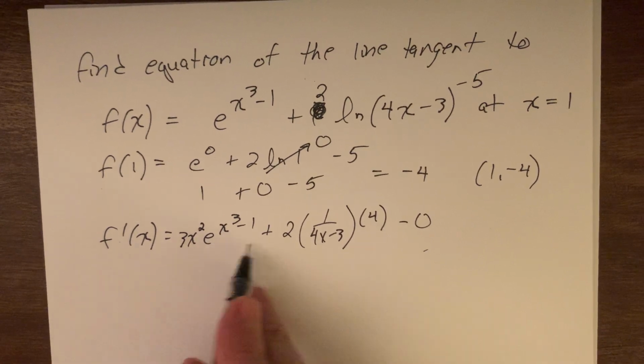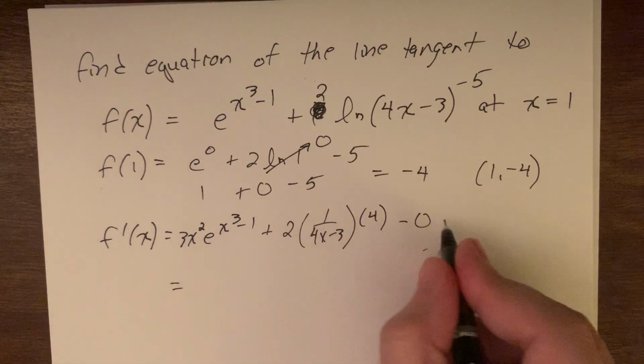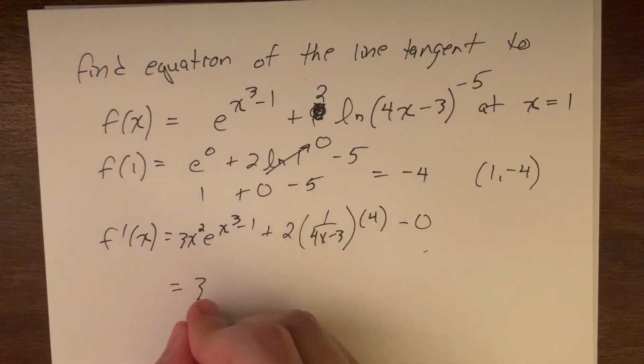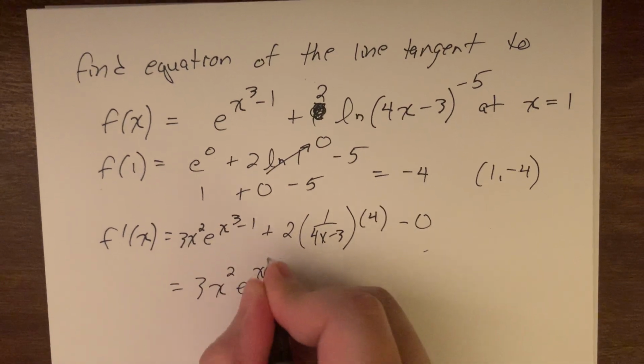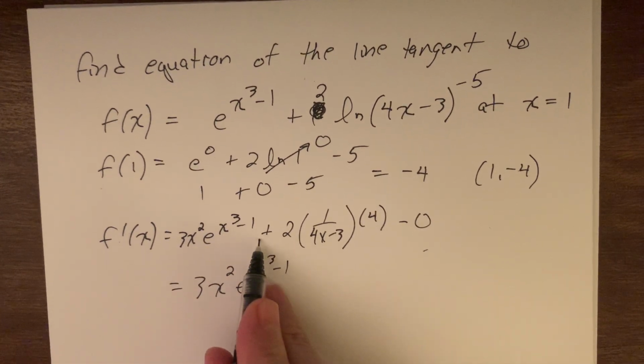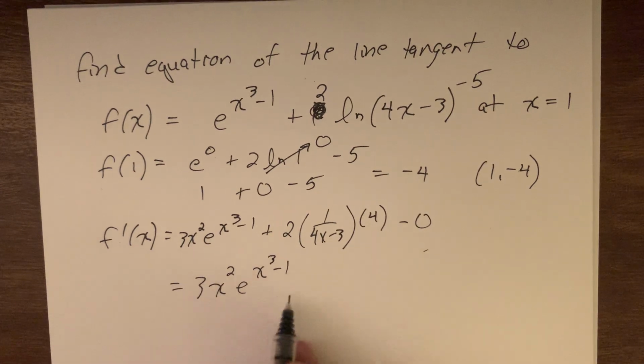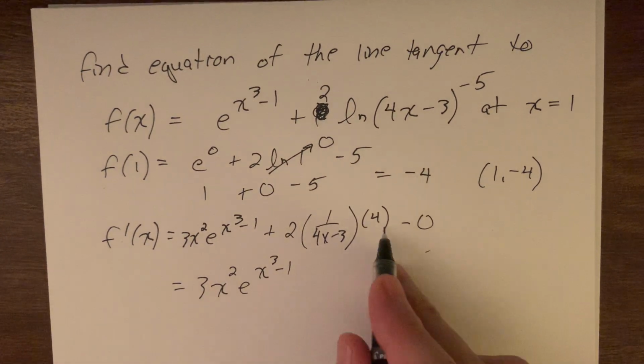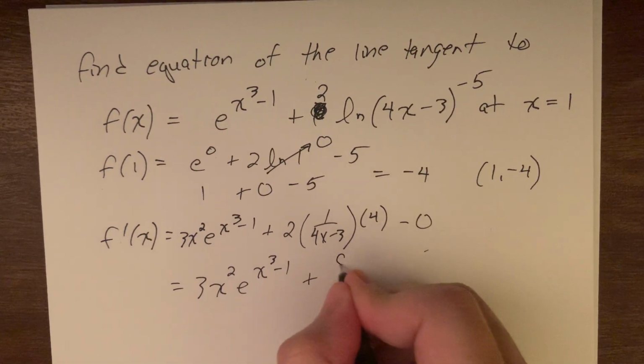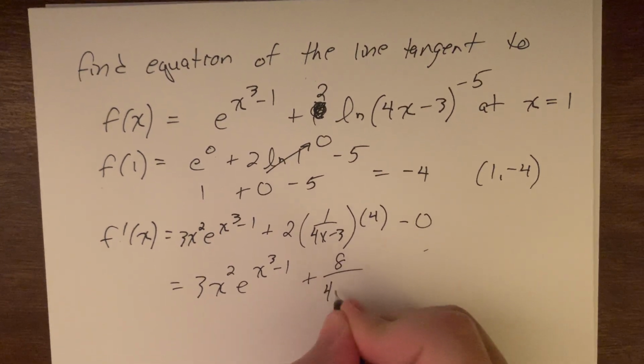I've kind of already done a little cleanup here, but I'll take advantage. I didn't do it here, so I'll write all this again nice and neat. So if you didn't move that to the front, now is a good time. Now you don't need any parentheses. Similar over here, I'll make that a plus 8 over 4x minus 3.